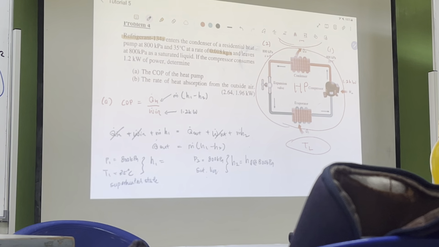Okay, so from here, you get H1, you get H2. Mass flow rate is given by the question. Then you can find the COP.